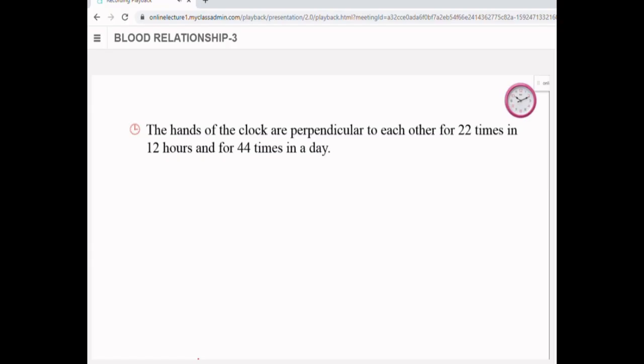The answer is no. How? At 12 o'clock they were not perpendicular. At 12:15 they will not be perpendicular. Why? Sharp 12:15 they will not be perpendicular.